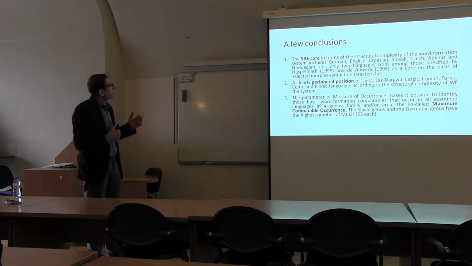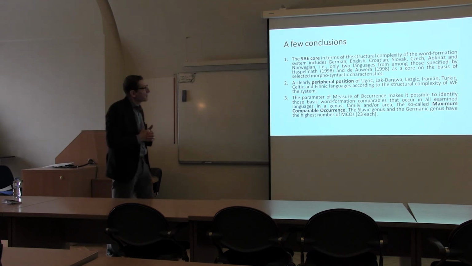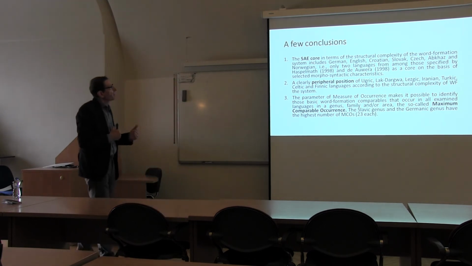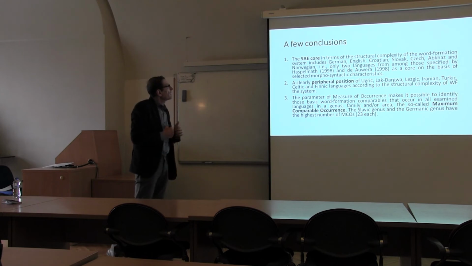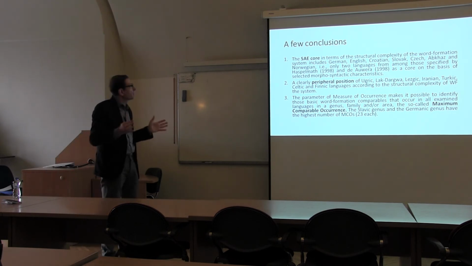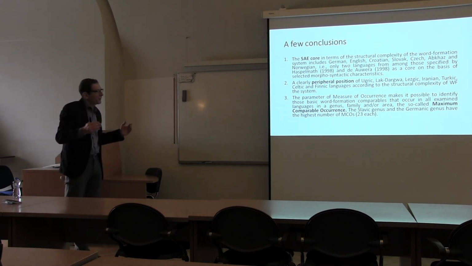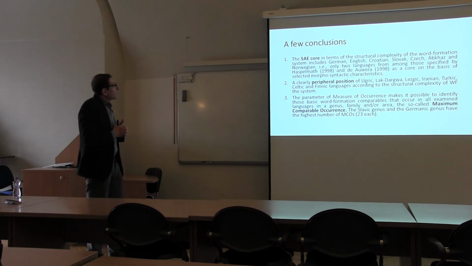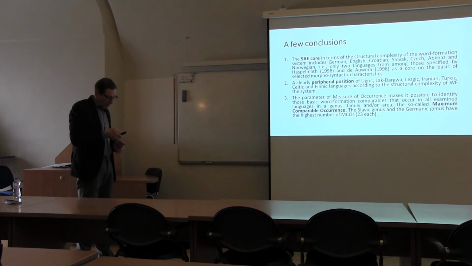So, what are a few conclusions from what I was talking about? I mentioned the core of the standard average European, different from Haspelmath's and Dahl's. I tried to explain that it depends on the parameter that is under evaluation. From this point of view, Ugric languages, Lagdargva, Lesgic, Iranian, Turkic, Celtic, and Finnic languages assume a peripheral position, and this peripheral position is analogical to the geographical position on the periphery of Europe mostly. Then the parameter of measure of occurrence makes it possible to identify universal features of a genus, of a family, of an area.